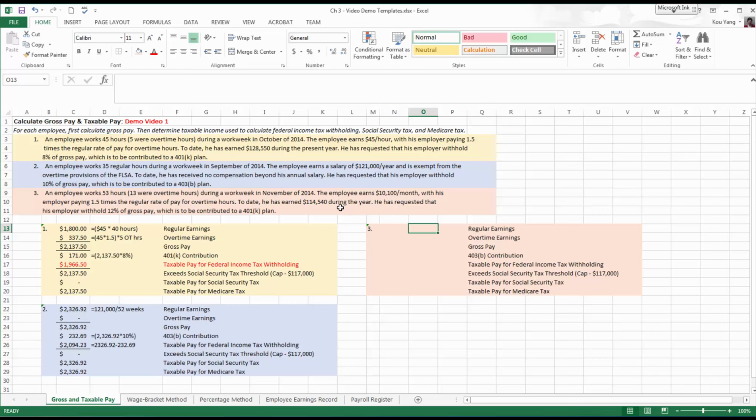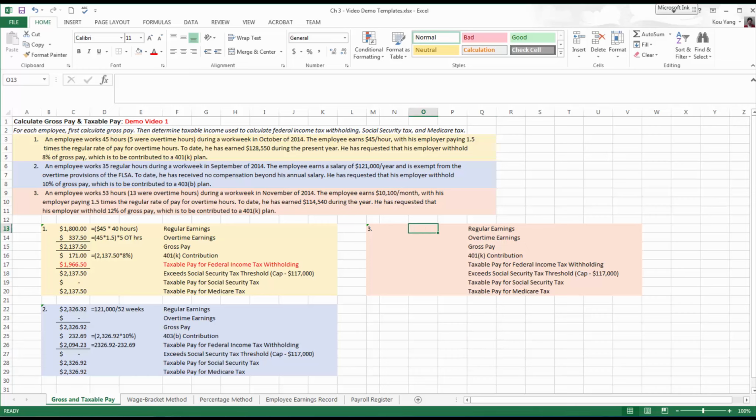The employee earns $10,100 a month, with his employer paying 1.5 times the regular rate of pay for overtime hours. To date, he has earned $114,514 during the year. He has requested that his employer withhold 12% of gross pay, which is then contributed to the 401k.